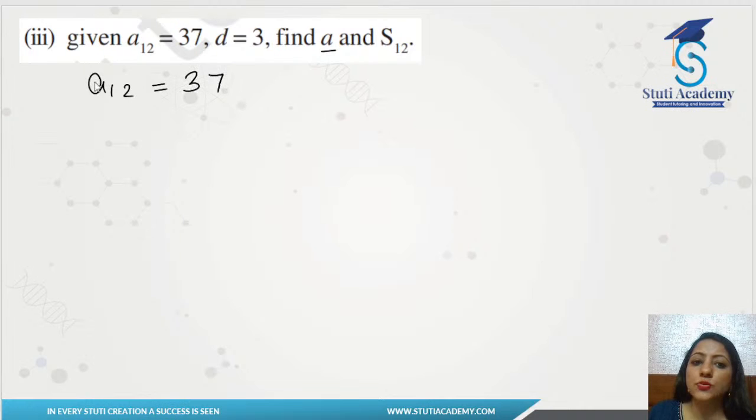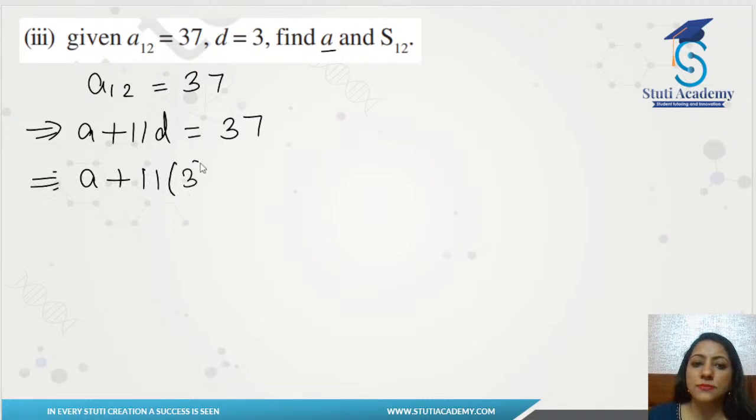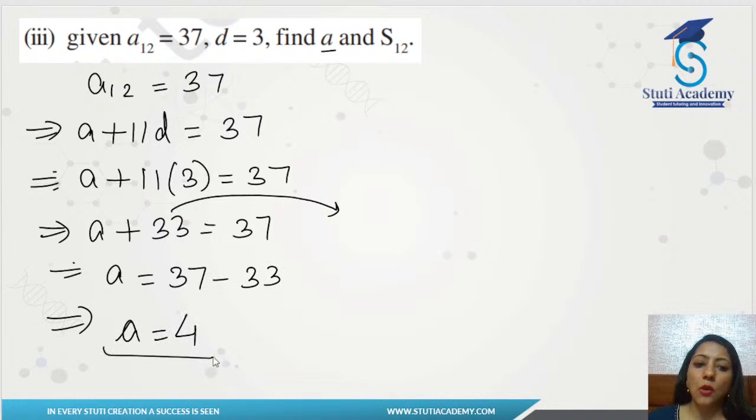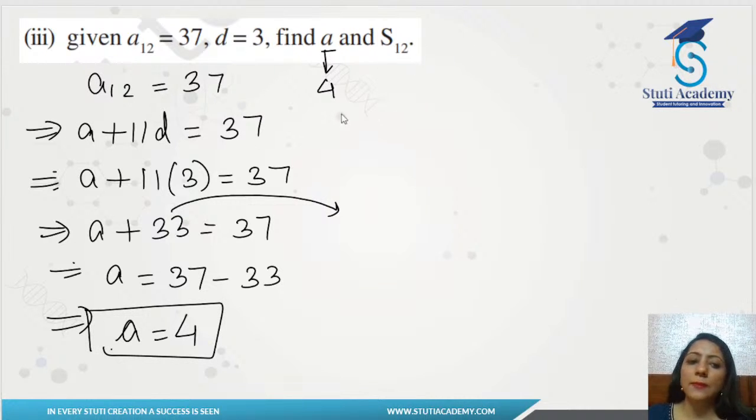So now A12 can be written as A plus 11D, that is 37. We know that D is 3. So we are going to write this as A plus 11 times 3, that is 37. And that is A plus 33 is equal to 37. This will go on the other side and will become minus 33. So here A is 4. Now we know A is 4, that we've already got. Now we need to solve for S12. Now coming to S12 here.